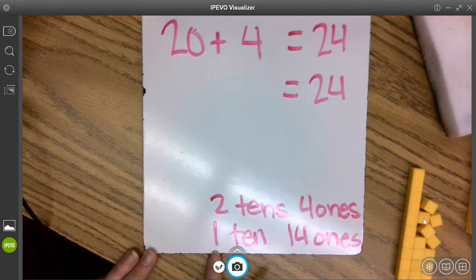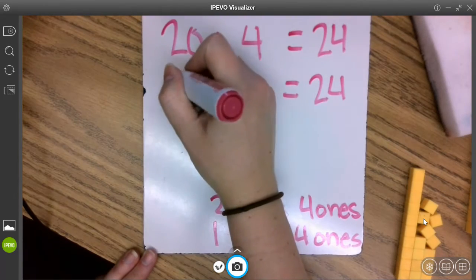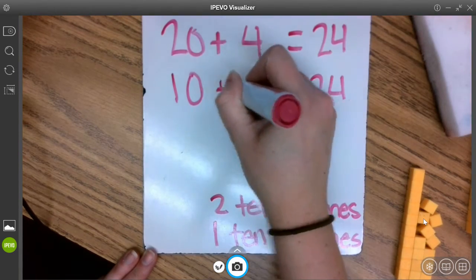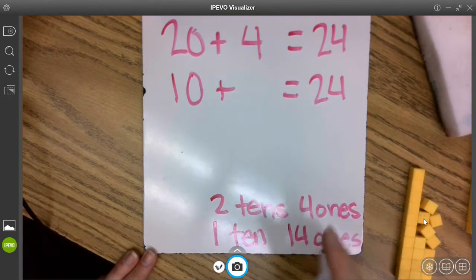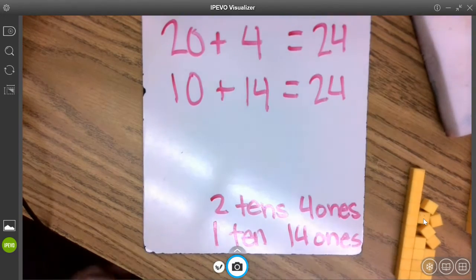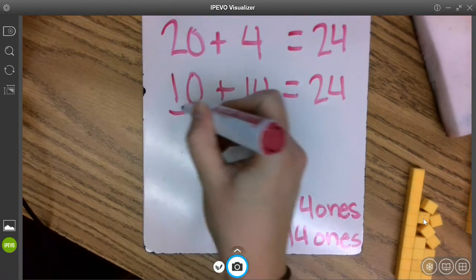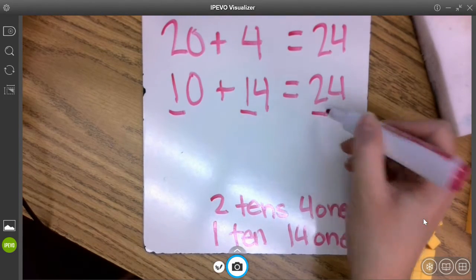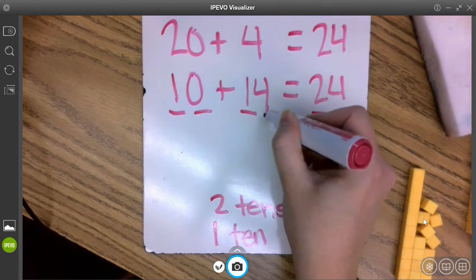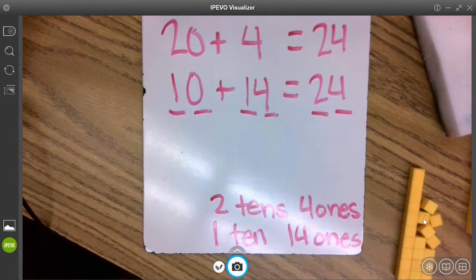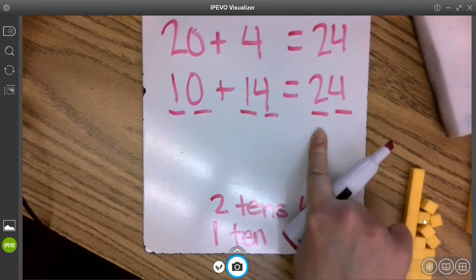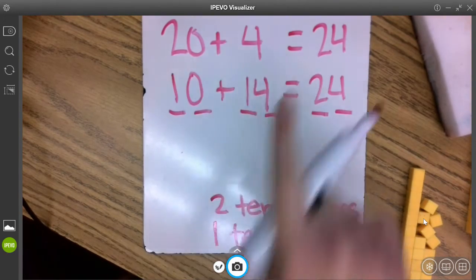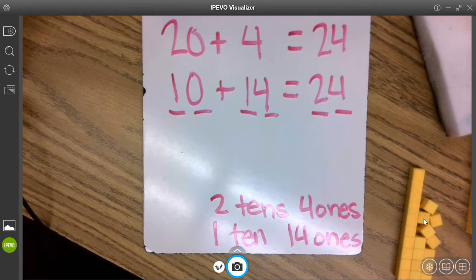The second time, I did it with 1 10, which is what? Just a 10. And 14 1s. 14 1s is 14, right? So I have 1 10 plus 1 10 equals 2 10s. 0 1s plus 4 1s equals 4 1s. So 10 plus 14 made 24, just like 20 plus 4 made 24. Okay, so let's look at this with some other numbers.